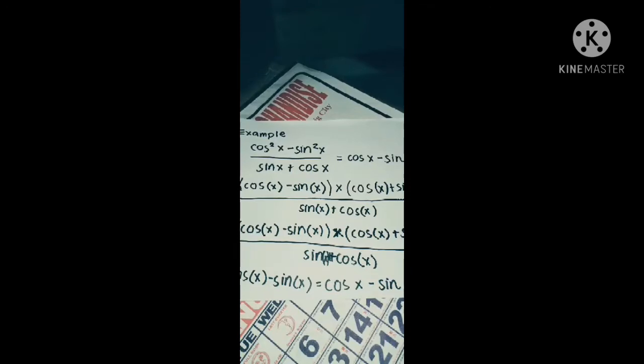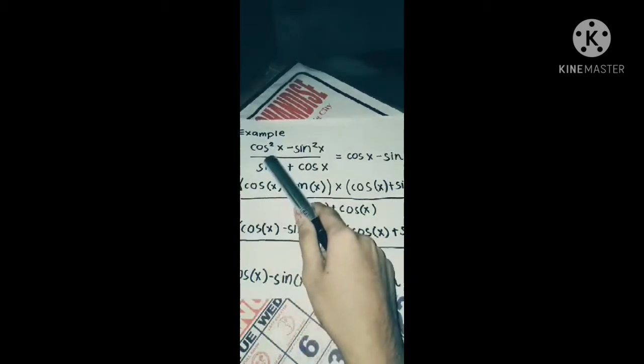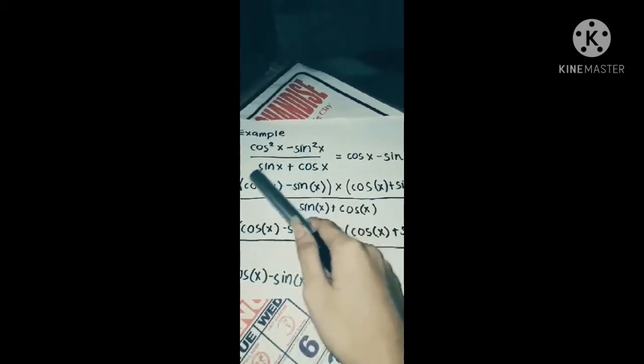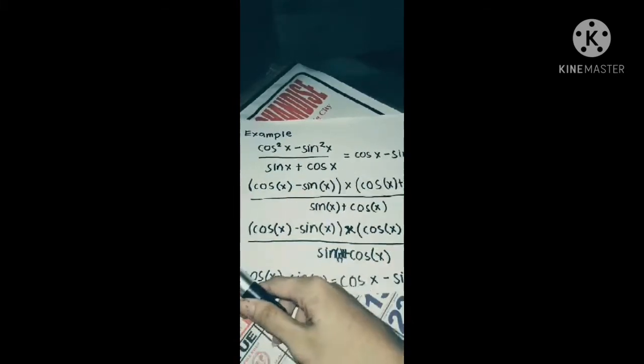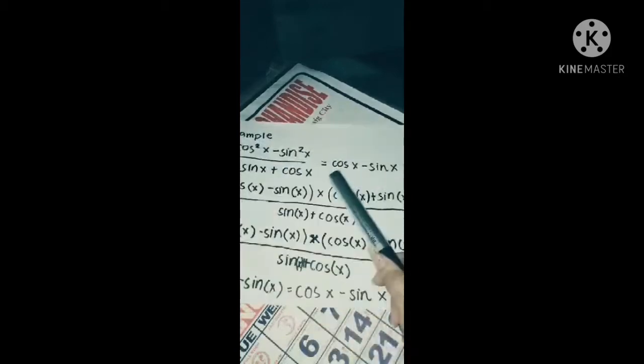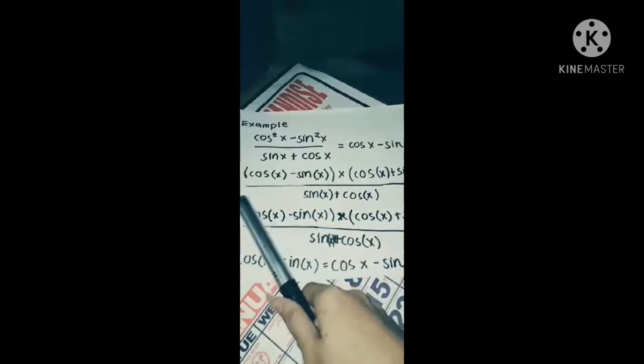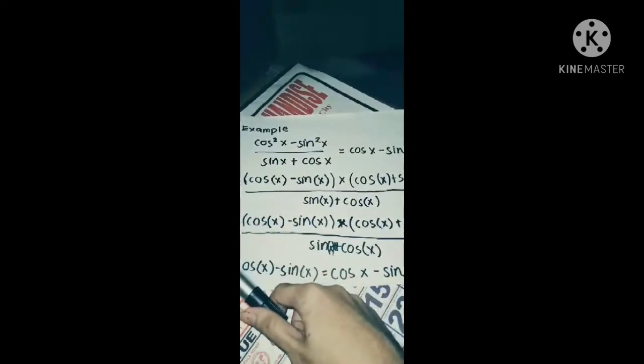So as we simplify the expression on the left side, which is cosine squared x minus sine squared x over sine x plus cosine x, to be equal to the expression on the right side of our example, which is cosine x minus sine x. First, we use a squared minus b squared equals a minus b times a plus b to factor the expression.